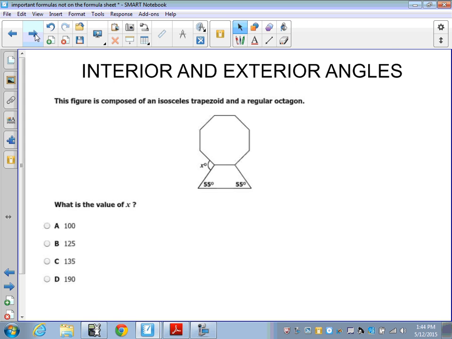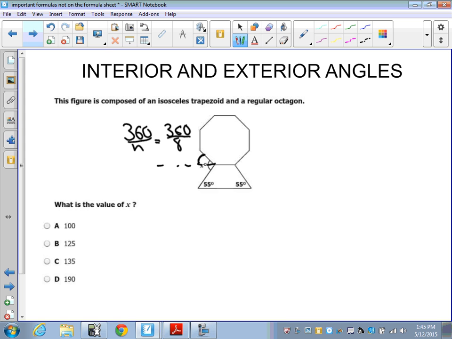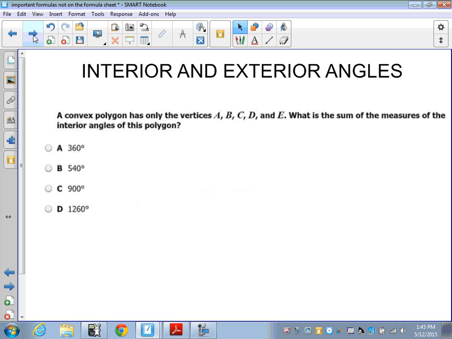This one here, again, we have another exterior angle. So we can solve this part by doing 360 divided by n. Since it's an octagon, it's 360 divided by 8. So we know that this part of the angle is 45 degrees. Once again, that's not the answer. It's part of the answer that you need to solve it. Again, these formulas are very important.